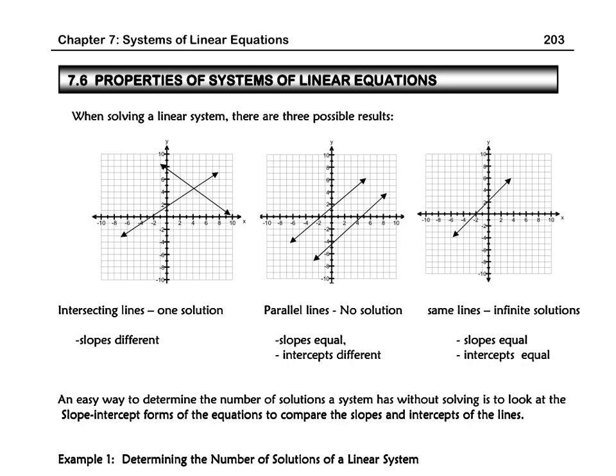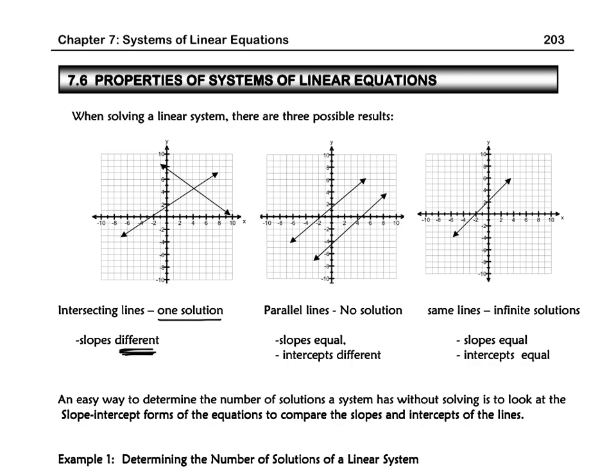Okay, section 7.6 is on properties of systems of linear equations. When you're solving a linear system, there are three possible results you can have. The lines can cross over each other in one point, which would mean there'd be one solution. That will only happen when the slopes are different.